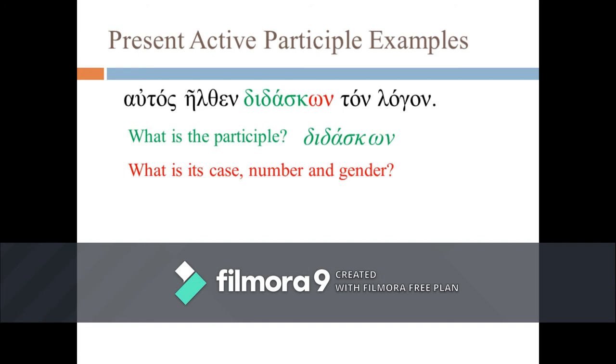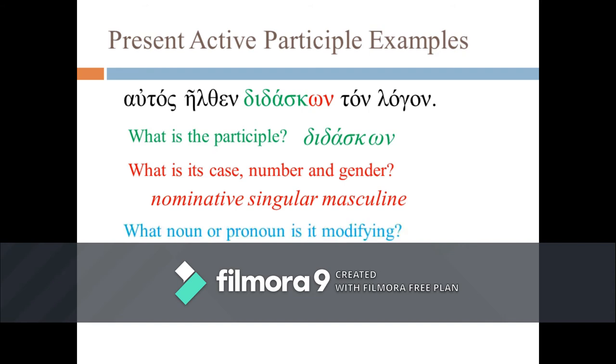All we look at is the very end of it, this on, and this is a participle. So we look at it and realize this is nominative, singular, masculine. I know some of you said, oh, genitive plural, and it certainly looks genitive plural. But on is the nominative singular masculine ending for a present participle, something you just have to learn. So once we know it's a participle, remember a participle is an adjective, so it has to modify something. So what noun or pronoun is it modifying? And we see it's modifying autos. So whatever is happening here is a modification of autos. The translation: he came teaching the word.